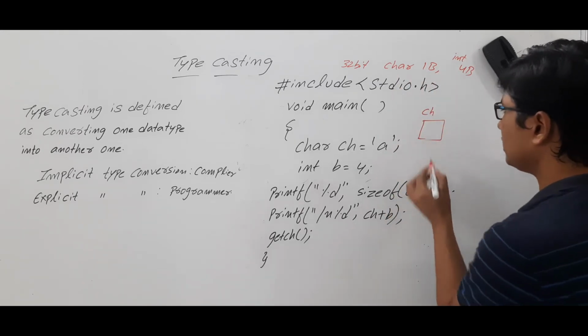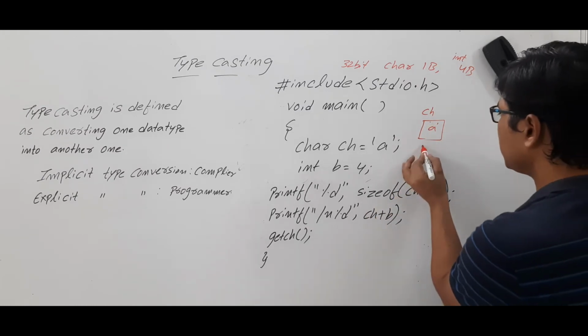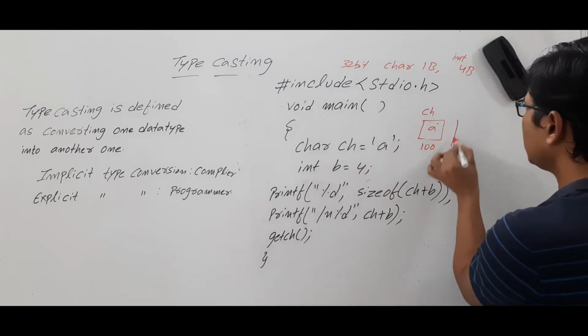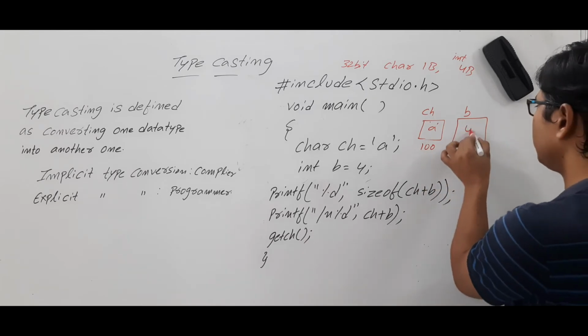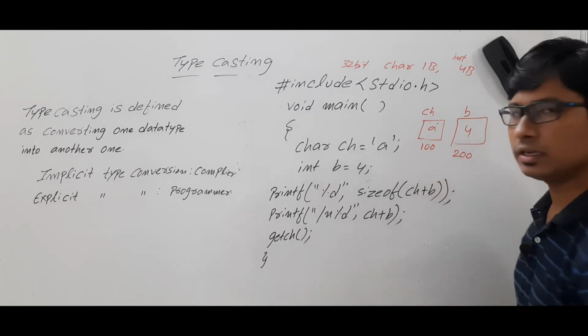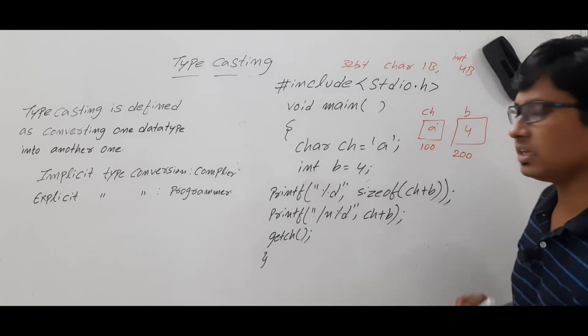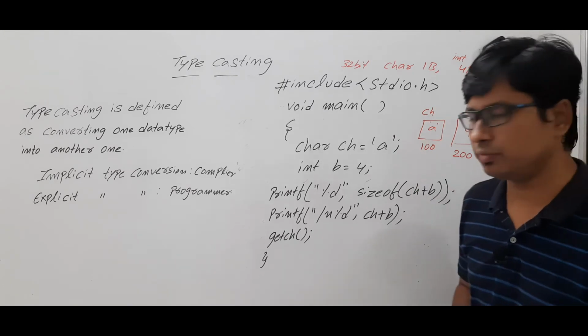So the variable ch will be stored in some memory location. Let's take that it is in the 100th byte. And then you are declaring a variable b, which is an integer, and you are assigning the value 4 here. Let's take that it is there in the 200 memory location, 200 to 203 bytes of memory. So it is occupying 4 bytes, whereas a character will occupy 1 byte of memory.